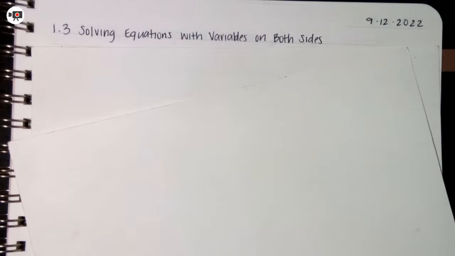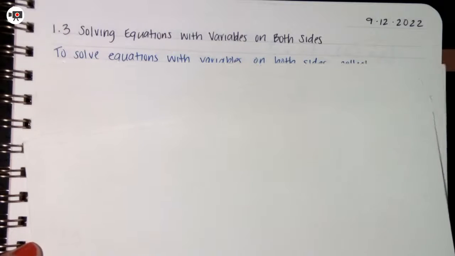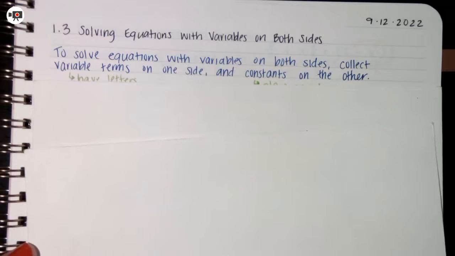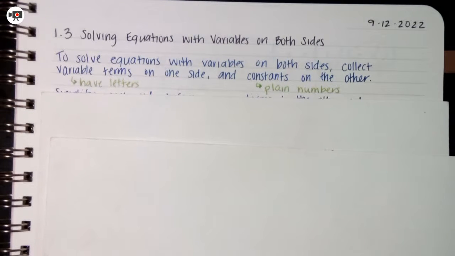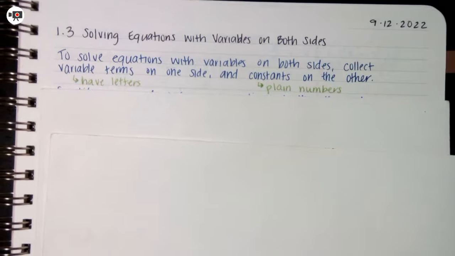This is 1.3, solving equations with variables on both sides. To solve equations with variables on both sides, we need to collect the variable terms all on one side and put all constants on the other. Remember, variable terms have letters, and constants do not have letters.